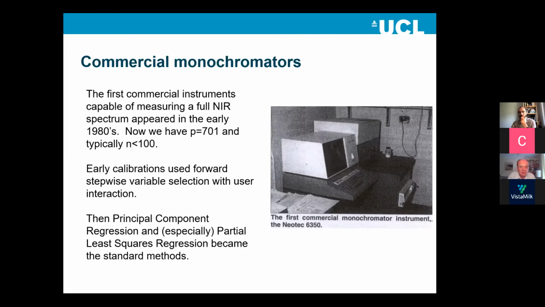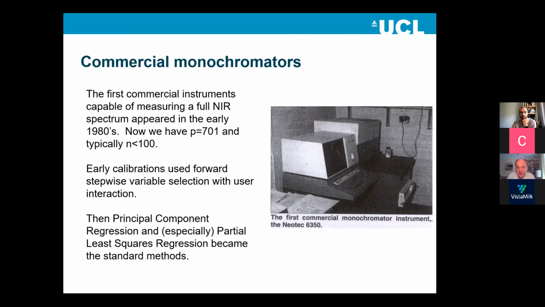It typically ends less than 100. When we started using these things, it was still sort of 30 or 40 typically. So now we really do have the P bigger than N problem. A long time ago, I mean, it's very fashionable now, but this was the 1980s. There were big data handling problems. The computers were rubbish. The data storage was fairly rubbish. And so doing anything was a real pain in the neck.